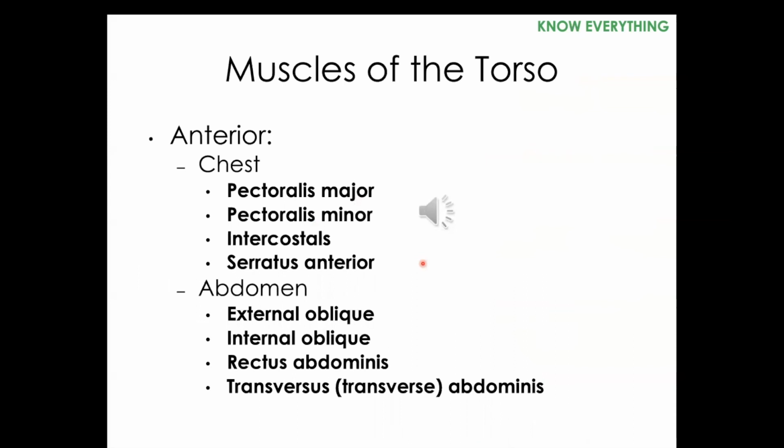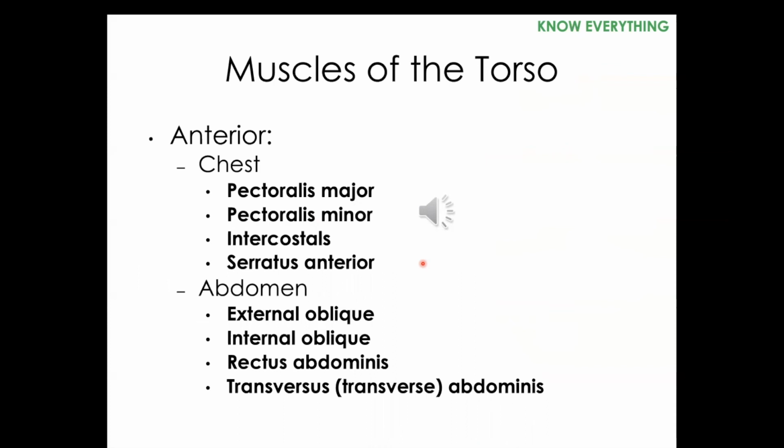All right, next we'll move on to the muscles of the torso. First, we go over the anterior side. So we'll go over the chest, that's your pec major and pec minor, your intercostal muscles, which are in your ribs, and your serratus anterior, which is also in the rib region.